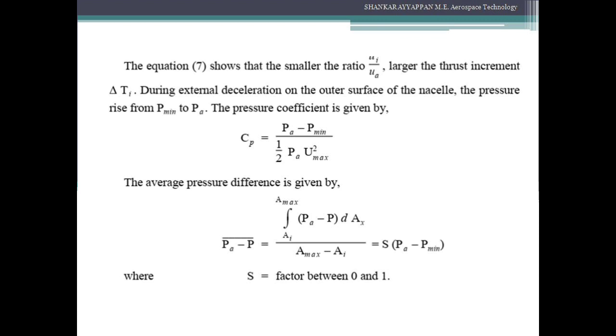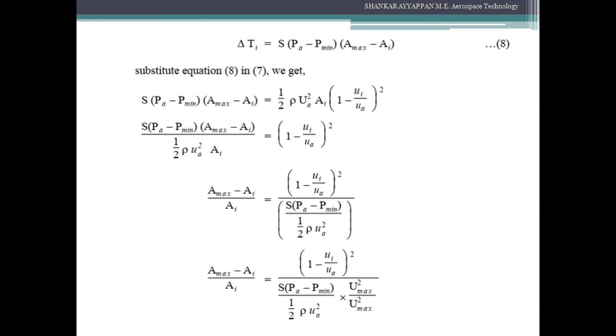The pressure rises from P minimum to PA. The pressure coefficient is given by Cp equal to PA minus P minimum divided by half into rho into U max squared. The average pressure difference is given by the expression below, where S is a factor which varies from 0 to 1. Using the average pressure difference expression, we get del Ti equal to S into Pa minus P minimum into A max minus Ai.